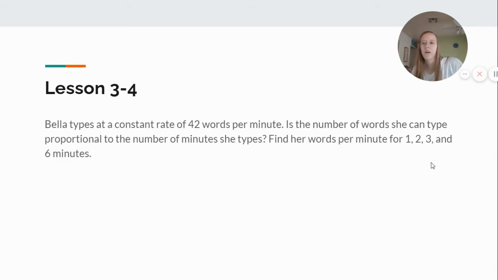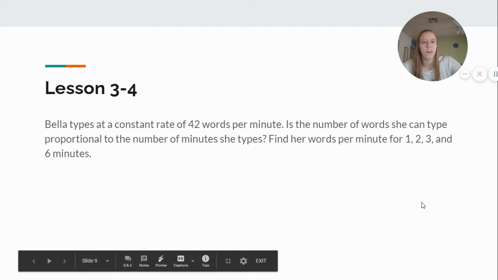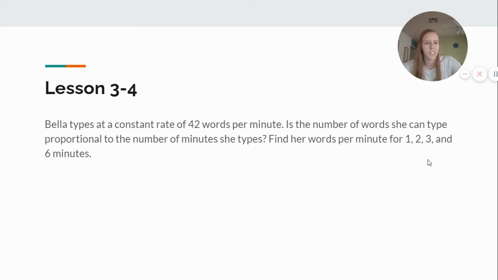Lesson 3 and 4 looked at identifying proportional relationships in tables. So Bella types at a constant rate of 42 words per minute. Is the number of words she can type proportional to the number of minutes she types? Find her words per minute for 1, 2, 3, and 6 minutes. All right, so go ahead and figure these out in a table on your own, and then hit play when you're ready. We'll go through the answers.